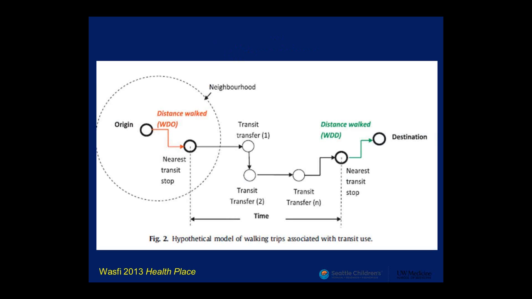So here is a good depiction of why we in fact might expect there to be more walking or physical activity as a result of taking transit. In this figure, you can see on the left-hand side, there's an origin where people start their trips from, but they often have to walk to get to the nearest transit stop, and that's walking that would be considered physical activity.